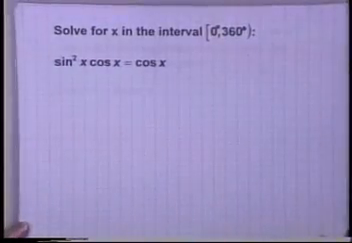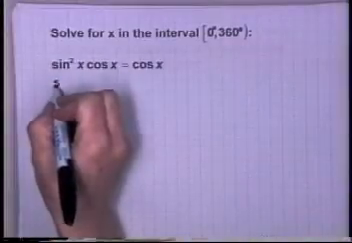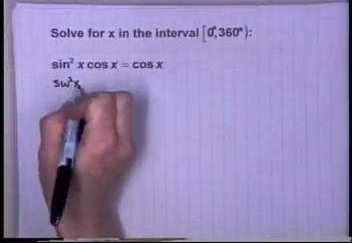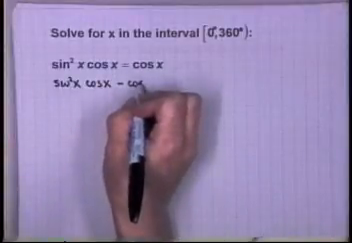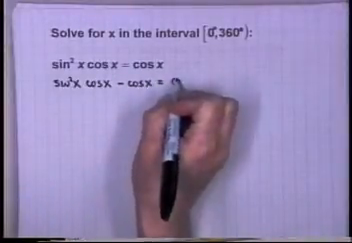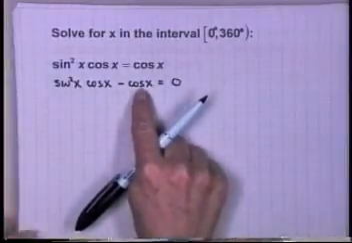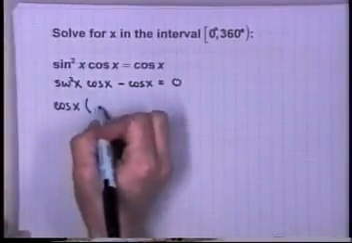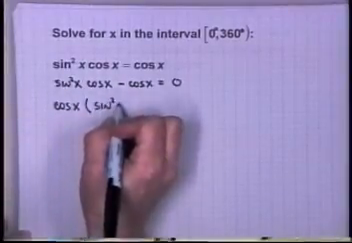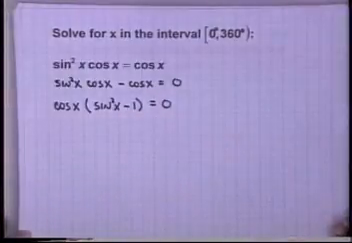Notice I've got two different trig functions here. But if I subtract that cosine x from this right-hand side and bring it over to the left, I'll get a 0 over here. And then look, I have a common factor of cosine x. So let's factor that out. If I factor out cosine x, it leaves sine squared x minus 1 equals 0.